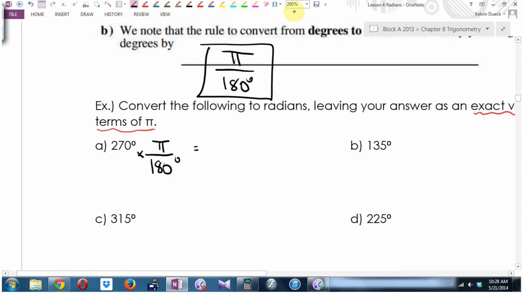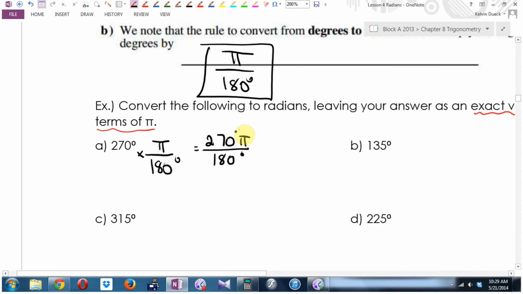I'm multiplying by a fraction. How do I multiply by fractions? That's the easiest mathematical operation of all. It's going to be top times top, bottom times bottom. It's going to be 270 pi over 180. Except I can reduce this. What is 270 over 180 in lowest terms?